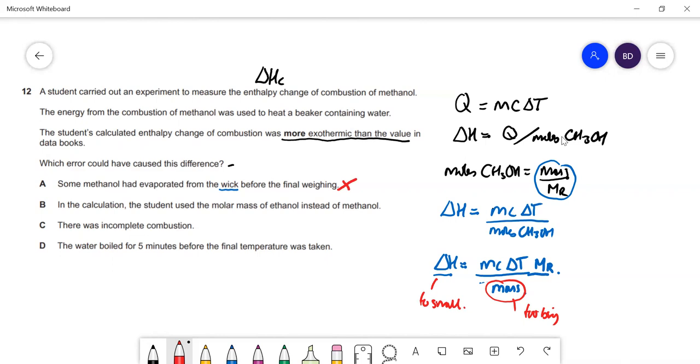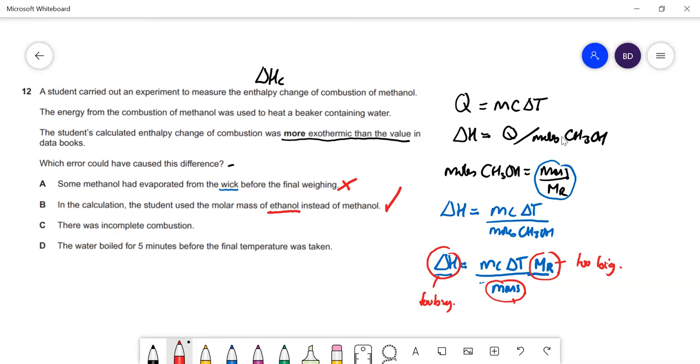Let's try B. Now the mistake here, the student used the molar mass of ethanol instead of methanol. That's bigger because ethanol is a bigger molecule. So this is too big, and you're multiplying by a number that's too big. That means that's going to make delta H too big, i.e. more negative than it should be. That is our answer.